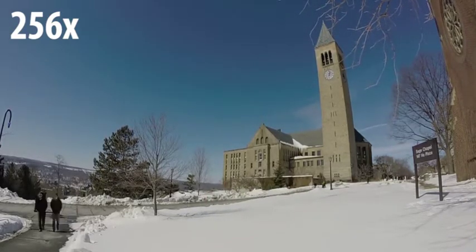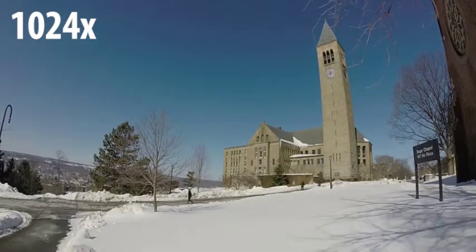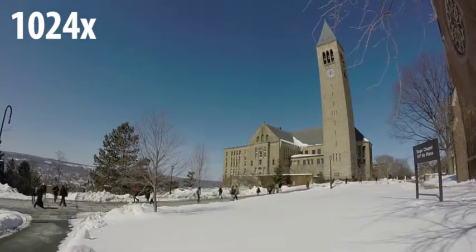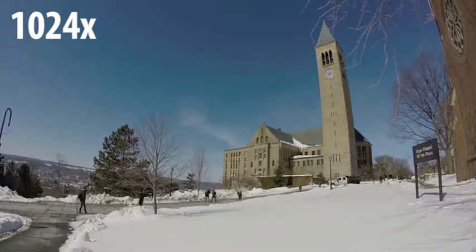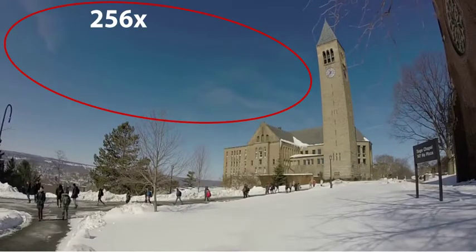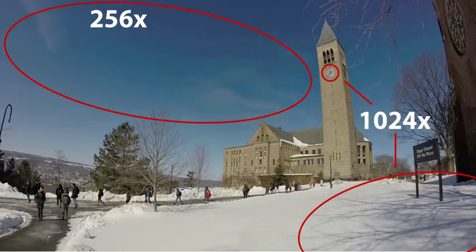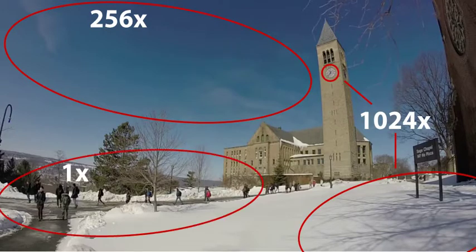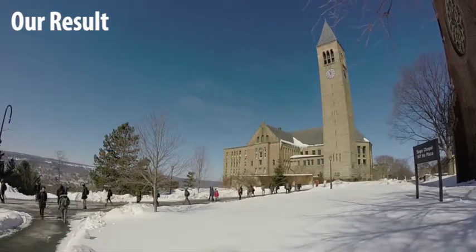We can speed up the scene even more to 1024x to make the motion of the shadow and the clock more obvious, but it would be better if we could show all of these things at a natural speed at once. Ideally, we'd see clouds moving at 256x, the shadow and the clock moving at 1024x, and the people moving in real time. In this paper, we present a method to visualize motion at multiple timescales in a single video, such as this.